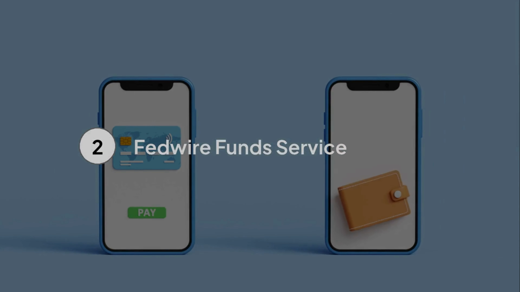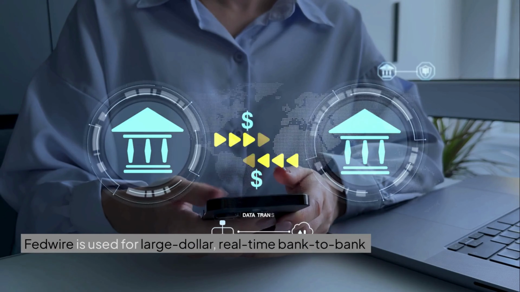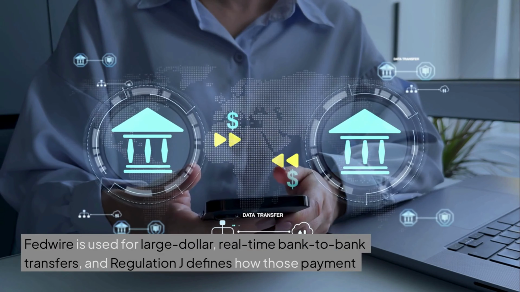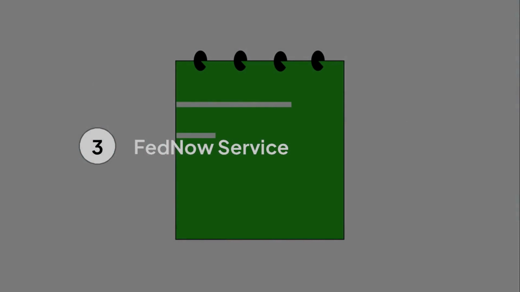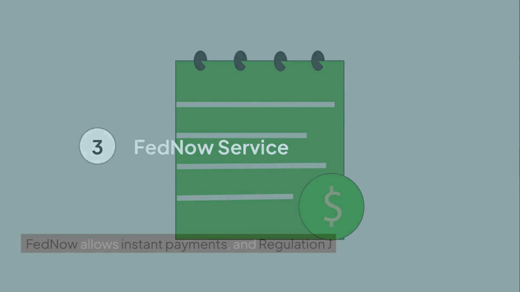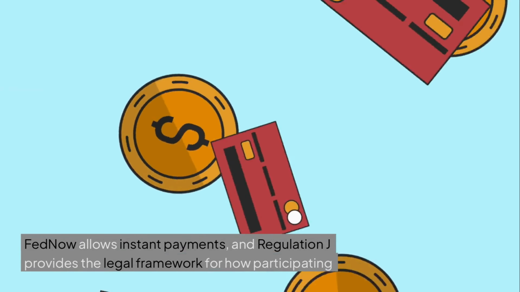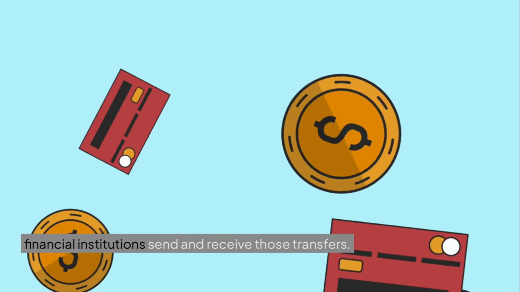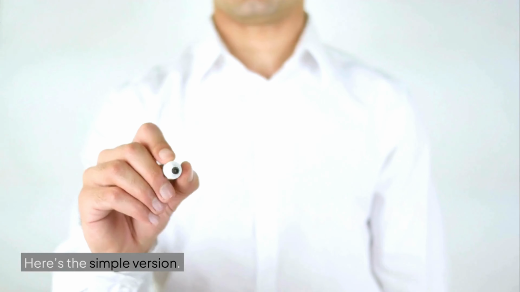Second, Fedwire Funds Service. Fedwire is used for large-dollar, real-time bank-to-bank transfers, and Regulation J defines how those payment orders are processed. Third, FedNow service. FedNow allows instant payments, and Regulation J provides the legal framework for how participating financial institutions send and receive those transfers. Here's the simple version.